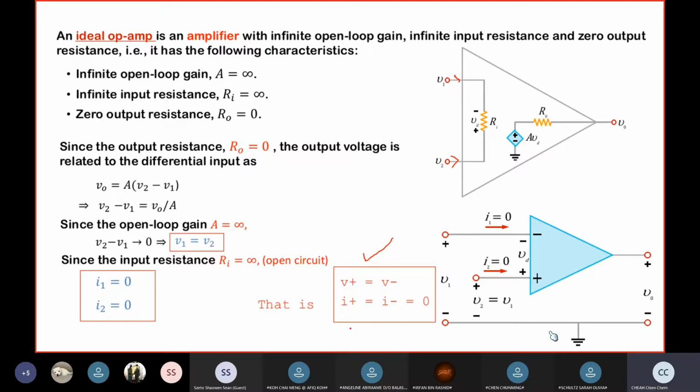After you impose these two conditions, you can see that you're just assigning some known voltage and known current at certain parts of your circuits.